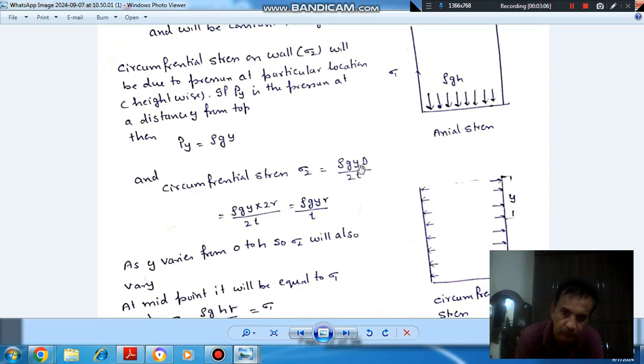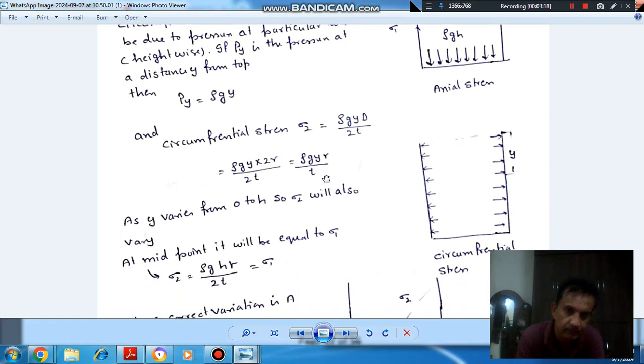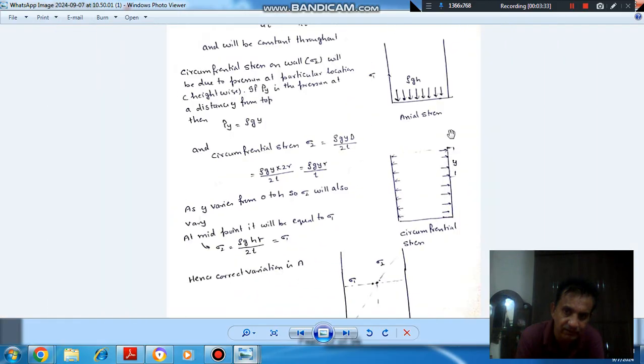So P here is rho gy. So sigma 2 will be PD by 2t, where D is 2r. So it will be rho gyr by t. So this is your circumferential stress, and as y increases, this circumferential stress will also increase. It is 0 at the top because pressure is 0 here and pressure is maximum here. The axial stress will depend upon the pressure at the bottom, but the circumferential stress will depend upon the pressure at each and every location.